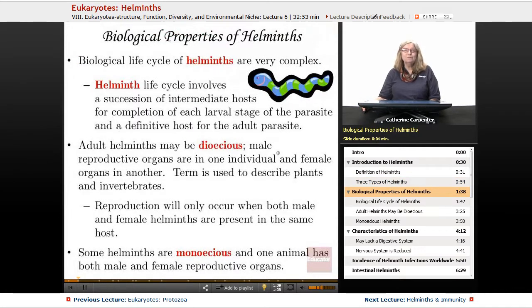Okay, so what are the biological properties? The life cycles of these organisms are very complicated. Again, they involve the human host, and the intermediate stages can be spent either in the earth, of course. They can be spent in other organisms. And the two examples we're going to review are examples where the intermediate stages reside in other organisms.